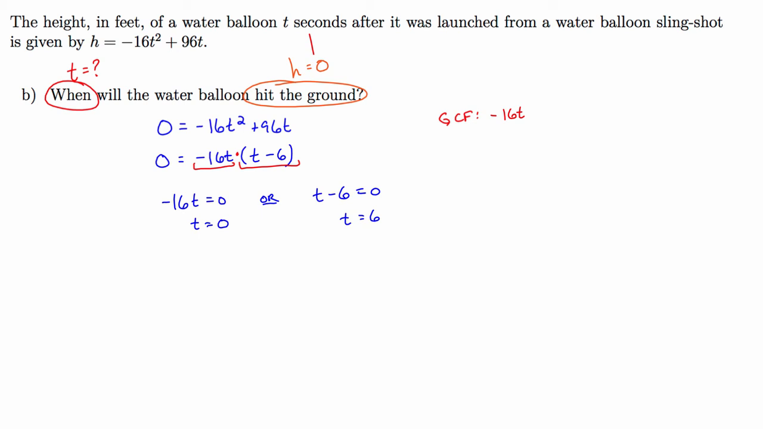Knowing that the t is representing how many seconds after launch, a time value of 0 is really telling us when it was launched. So t equal to 0 is really telling us the balloon was launched from the ground. While that is a reasonable statement and it does make sense in the context, it doesn't answer the question when the balloon hit the ground. So that brings us to our other possibility, t equal to 6. T equal to 6 would mean 6 seconds after launch. That also makes sense in the context. 6 seconds after it was launched, it definitely could have hit the ground, and so that will be the answer to our question.